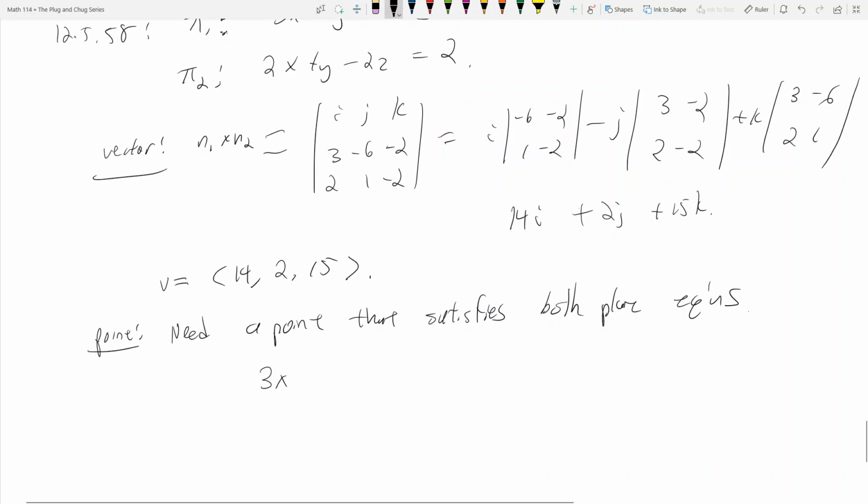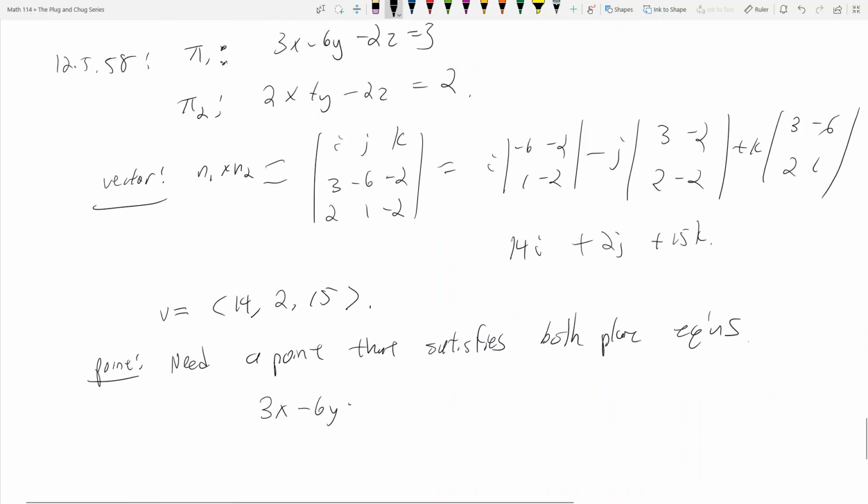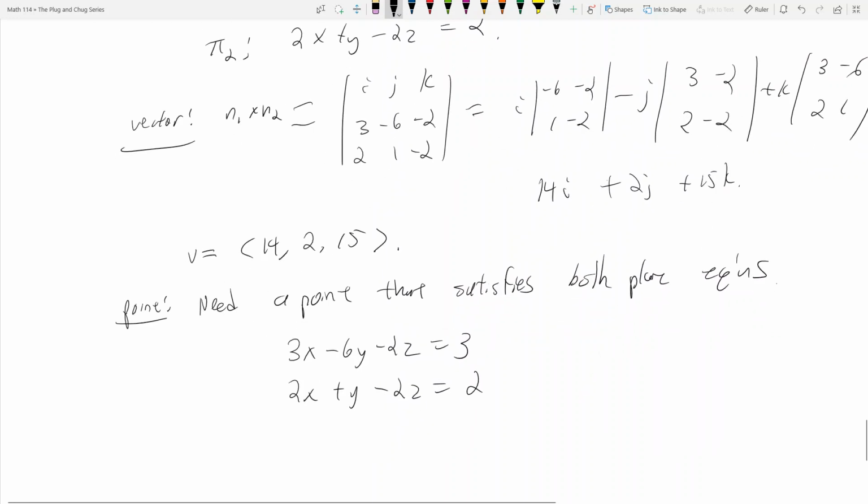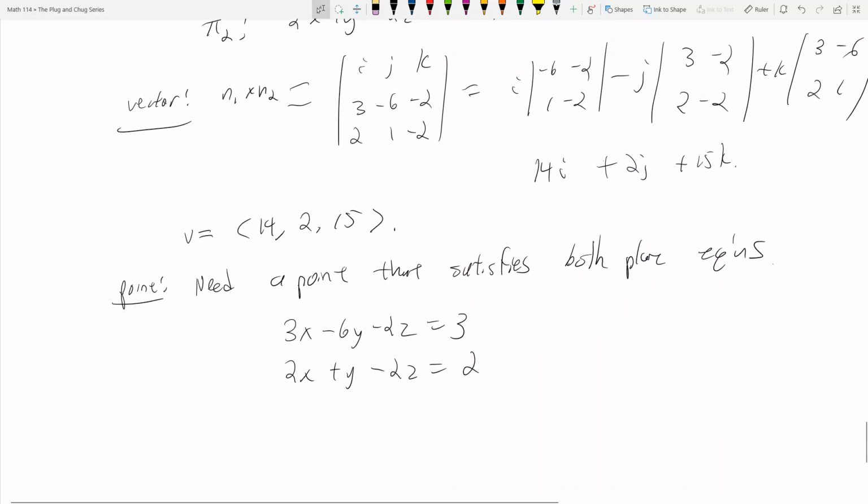I've got 3x minus 6y minus 2z equals 3, and 2x plus y minus 2z equals 2. So how am I going to satisfy both plane equations when I have 3 unknowns and only 2 equations? Well, here might be something that doesn't sit well with you. It's okay. We're going to cheat a little bit.